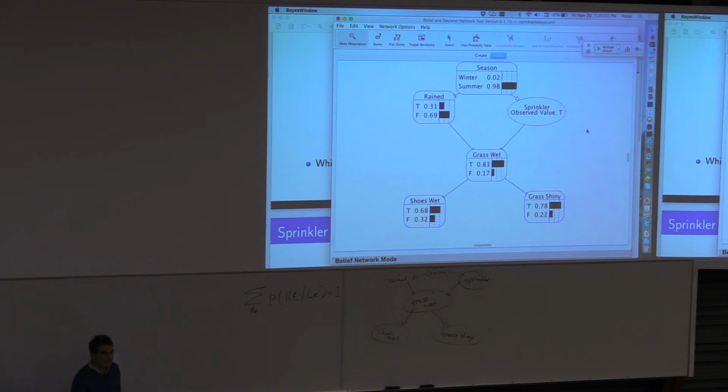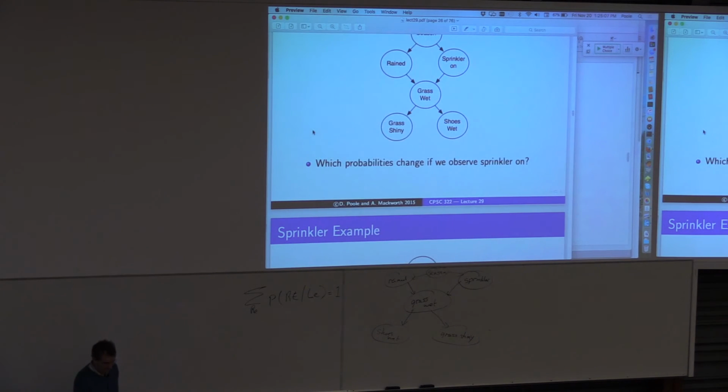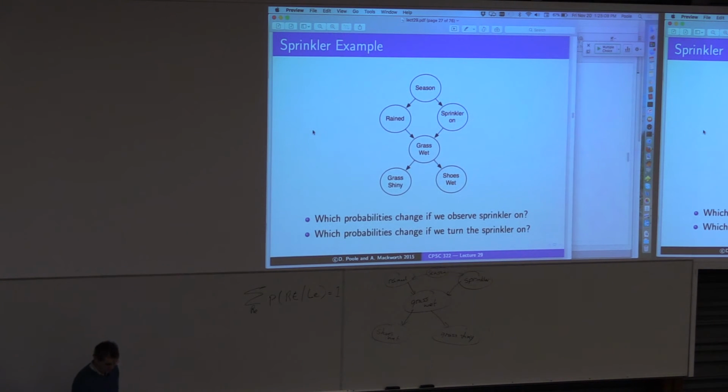Okay, does that make sense? Now the question is, which probabilities change if we turn the sprinkler on? What happens if we actually turn the sprinkler on? Yeah, so the effect is that season and rain are not affected by turning the sprinkler on.